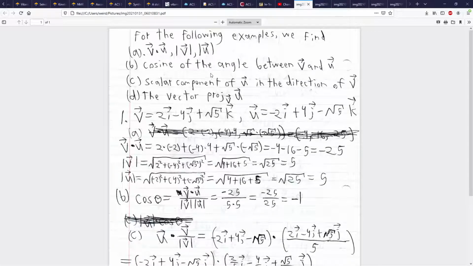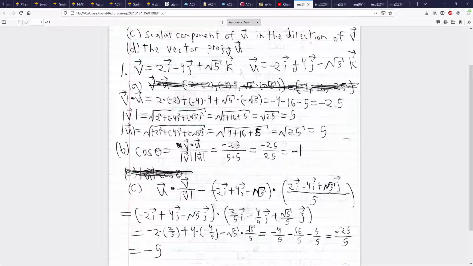So for the following examples, we find all this information. This was given as one of the formulas I showed earlier, scalar component, vector. So the first one is just the dot product, and of course we're doing this for two different examples with two different vectors.